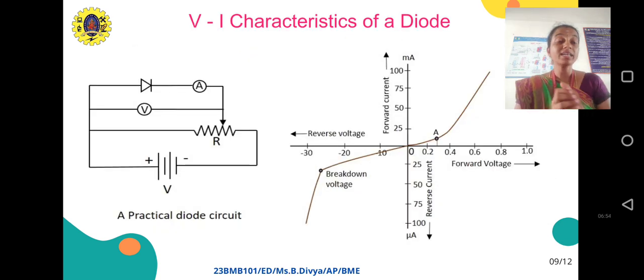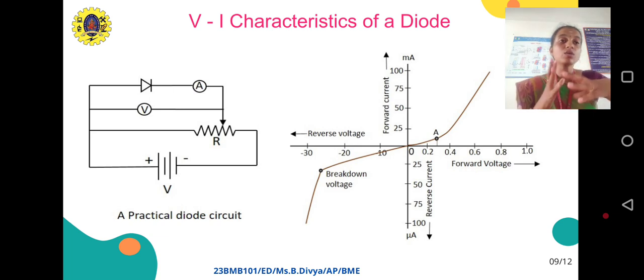Next, the VI characteristics of a diode. VI means voltage and current, and how the diode works in the forward bias and also in the reverse bias condition. In the forward bias, as the voltage increases, the current also increases. In the reverse bias, as the voltage decreases, the current also decreases.